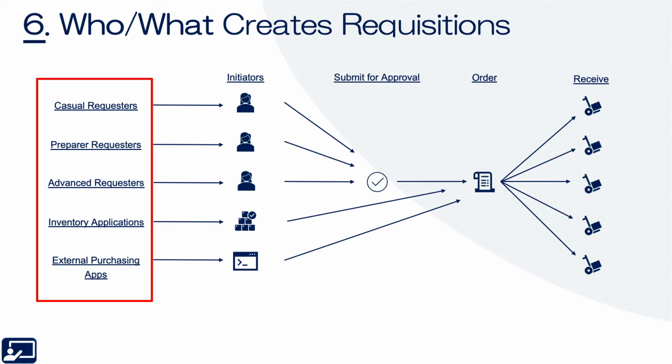Sixth topic, who or what creates requisitions? Largely we've talked about how there are initiators, they submit for approval, it goes to orders, and then items get received. Well, who? Usually you can have this concept of a casual requester, a preparer, somebody who prepares a request on behalf of someone else, which from a security standpoint is really the same as what they call an advanced requester. But note, advanced requesters see more options within Fusion. Then you also may have inventory applications or external apps, like we talked about on the last slide.